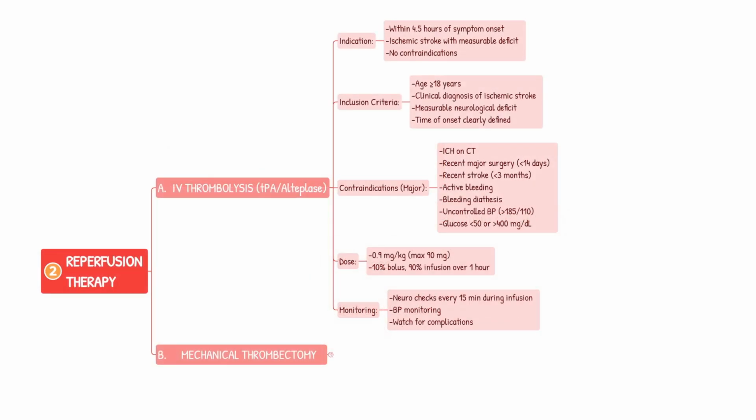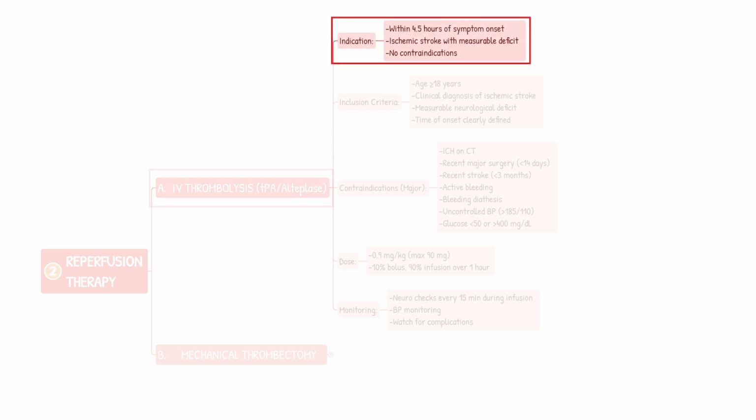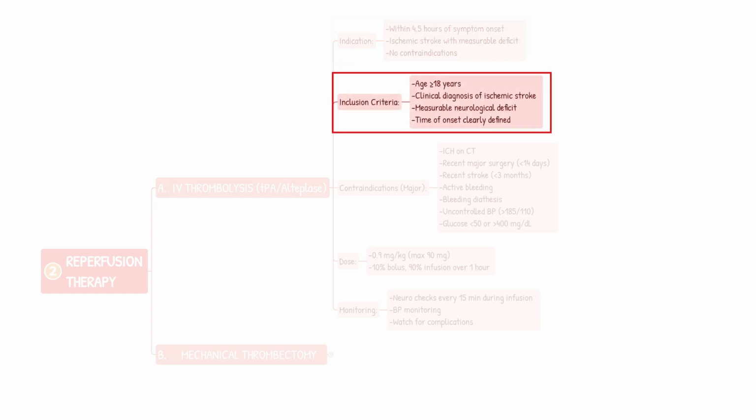Reperfusion therapy is the cornerstone of acute ischemic stroke management. There are two main approaches: IV thrombolysis with tPA and mechanical thrombectomy. tPA, or tissue plasminogen activator, works by dissolving the clot. It's indicated within 4.5 hours of symptom onset for ischemic stroke with measurable neurological deficit and when there are no contraindications. So, to be included, patients must be 18 years or older, have a clinical diagnosis of ischemic stroke, have measurable neurologic deficit, and have a clearly defined time of symptom onset.